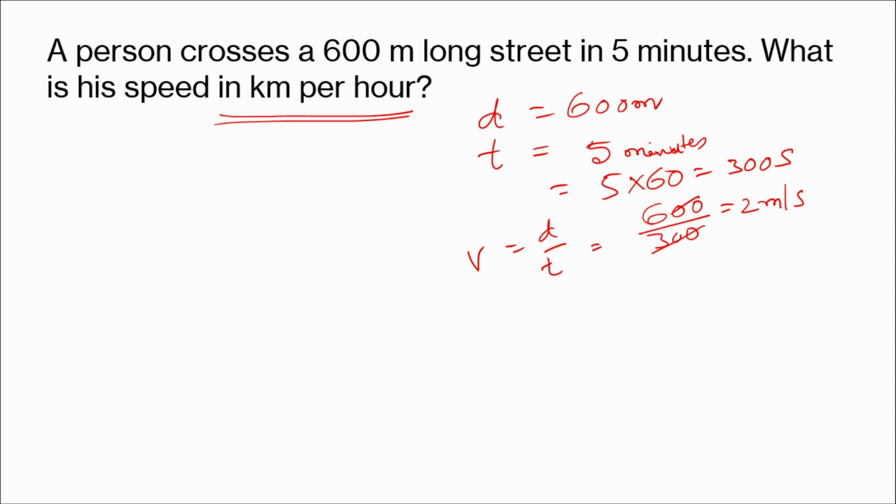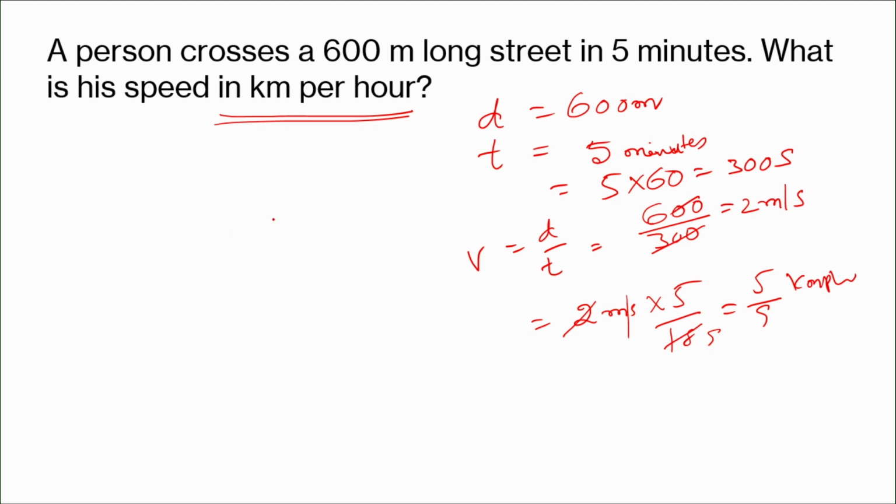Speed in kilometer per hour means you have to change the meter per second into kilometer per hour. What you have to do? You have to multiply with 18 by 5. So, 2 meter per second multiplied with 18 by 5, then 2 ones are 2, 5 nines are 45. Correct? So you have to change meter per second into kilometer per hour.